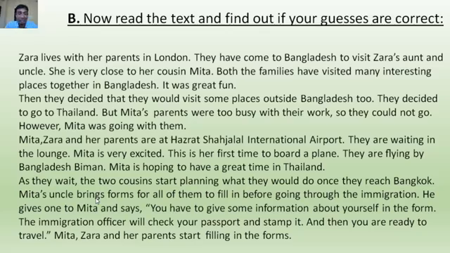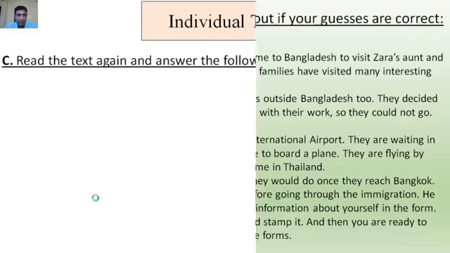So what is the activity of the immigration officer? Check passport, visa, etc. and stamp it. And then you are ready to travel. Mita, Jara and her parents start filling in the forms. So dear learners, I have finished reading the text.